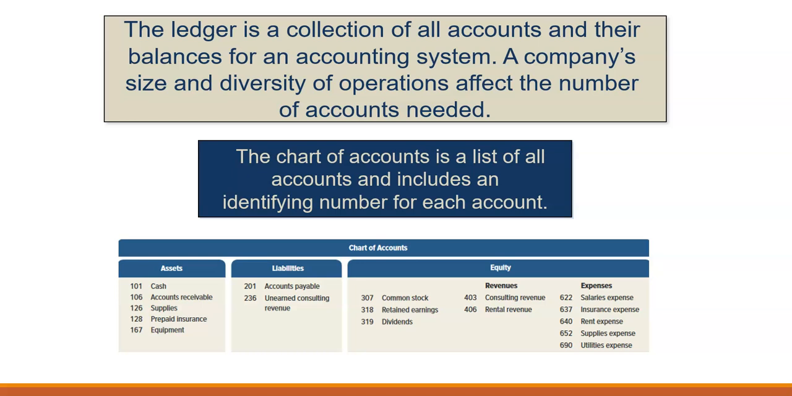The ledger is our collection of all of the accounts and their balances in the entire accounting system. The chart of accounts, as shown here, is just a list of all accounts and the identifying number for each account. So in our accounting records or in our ledger, we'll have a number on each account to keep them separate from each other. In this example, you can see that all assets are listed in the 100s and all liabilities in the 200s, common stock, retained earnings and dividends in the 300s, revenues in the 400s, and expenses in the 600s.